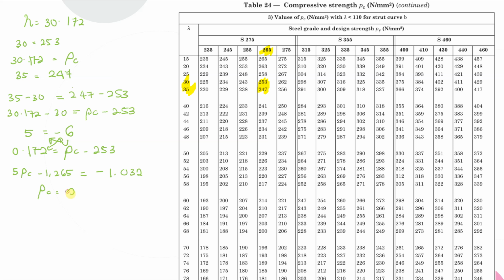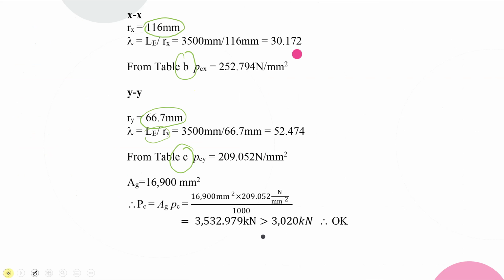I get 252.794. Okay, so 252.794, we check to see if it makes sense. So make sure that it is in between these two numbers. So probably correct, 252.794. Okay, I also get the same answer. Okay, for XX. And then we can calculate for YY.